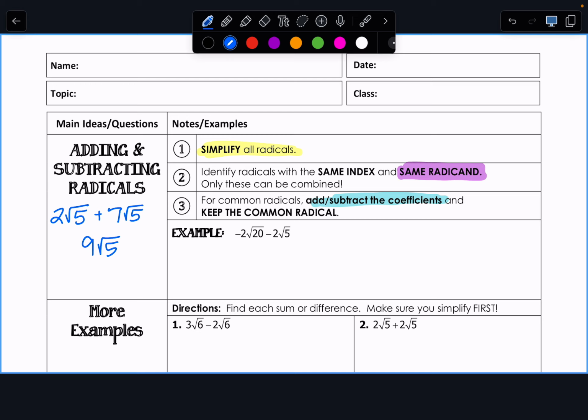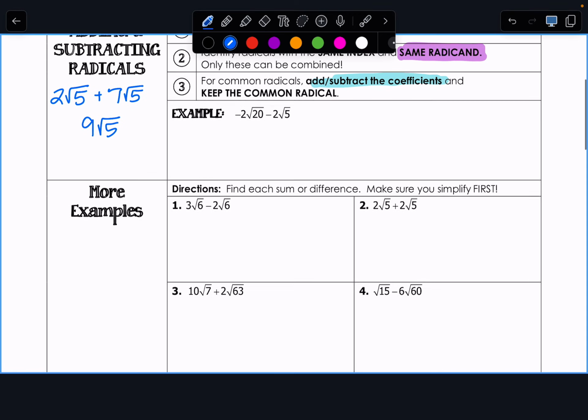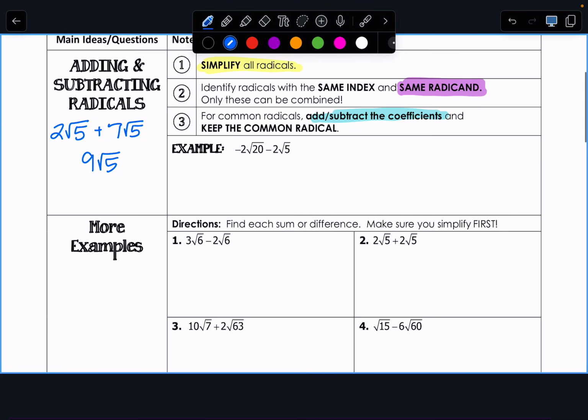But some of the trick is going to come in when maybe they're not simplified. So first of all, I want you to just go down to numbers 1 and 2, and I want you to write down what you think the answer is to numbers 1 and 2. And then we'll come back to that example problem. What do you think the answer is for number 1 and number 2? Talk to your neighbor if you need to.